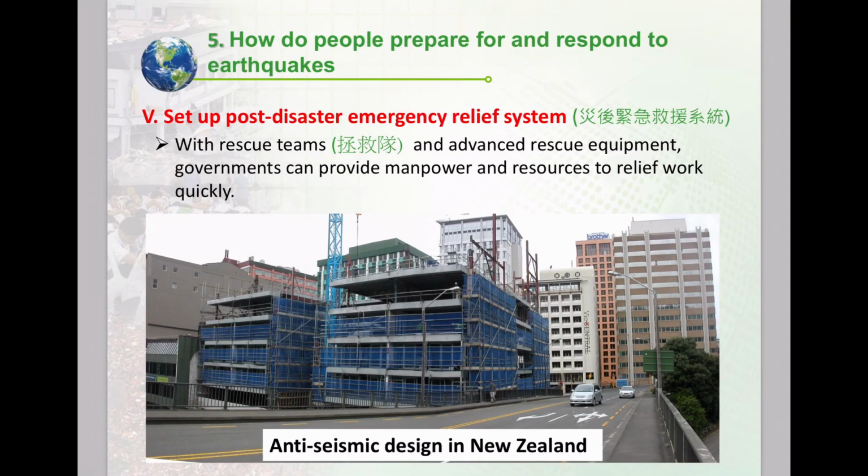Okay, lastly, what we can do in case there's an earthquake. The government can set up post-disaster emergency relief system. It's important to have rescue team and advanced rescue equipment, because this can provide manpower and resources to relief work quickly. Manpower. It's like human resources. We can have people helping with professional knowledge. Resources. Okay, we need to have some rescue equipment to allow the people, those professionals, to rescue people from the danger. It's very important.